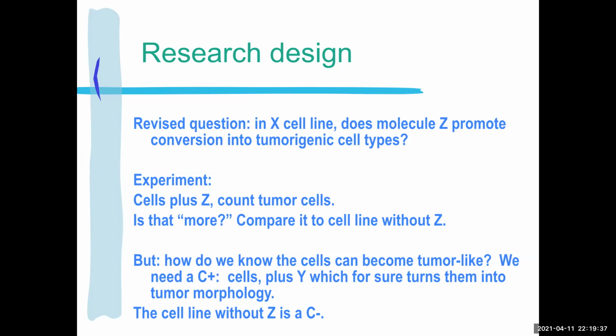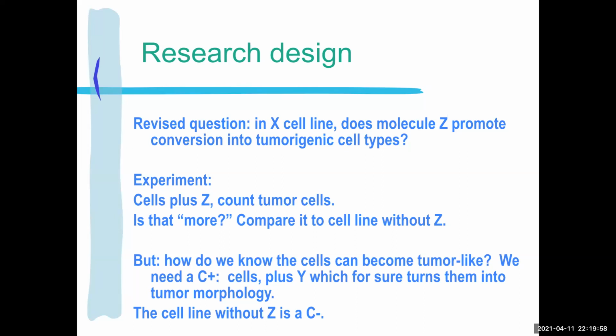Is that more? What does more mean? So I have to compare it to a cell line that I haven't turned into tumor cells. And so that's my negative control, right? Also, do I know for sure that this cell line can turn into tumor cell types? Well, we need a positive control.